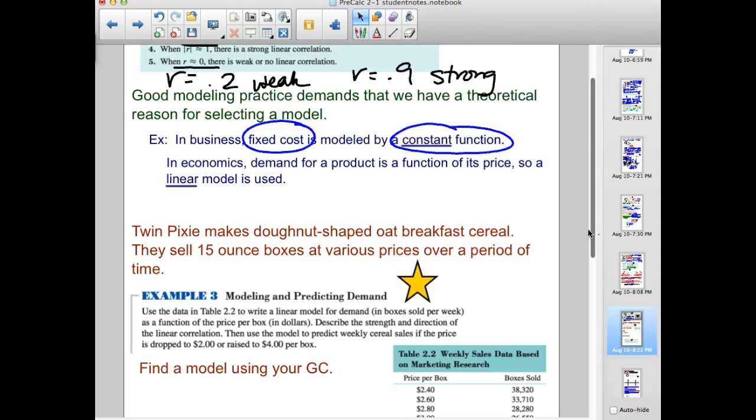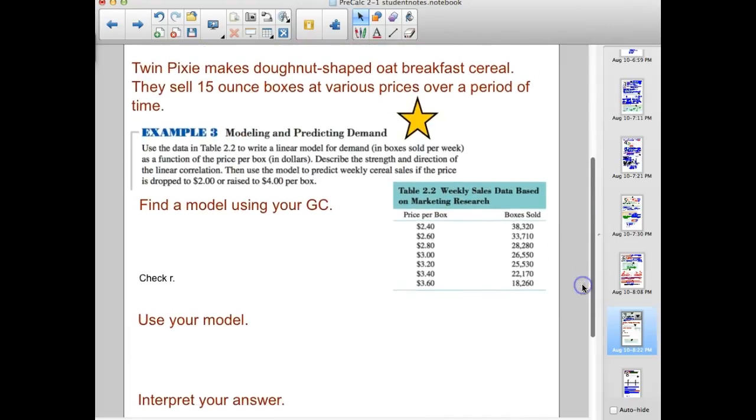Demand, if you think of supply and demand, demand for a product is a function of its price. So as the price changes, the demand is going to change. It's going to be a slanted line, so we can use a linear function for that. So our last example here is going to be a linear function.